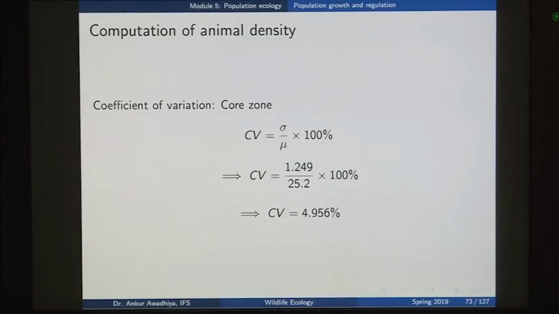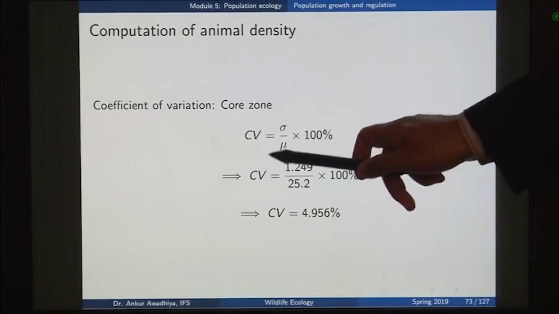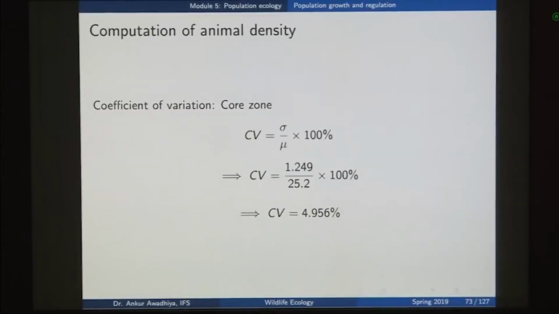So, in that case when you want to make a comparison between both of these statistics, we go for a coefficient of variation. Now, coefficient of variation is defined by sigma, which is the standard deviation, divided by the mean, which is given by mu, into 100%. So, it is asking this question, what percentage of the mean value is the standard deviation.